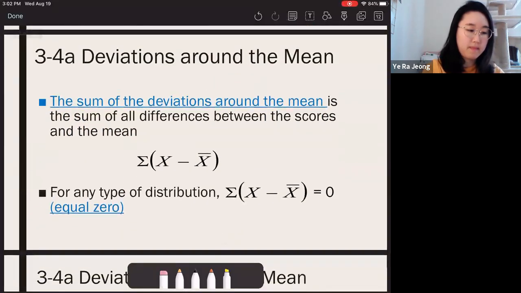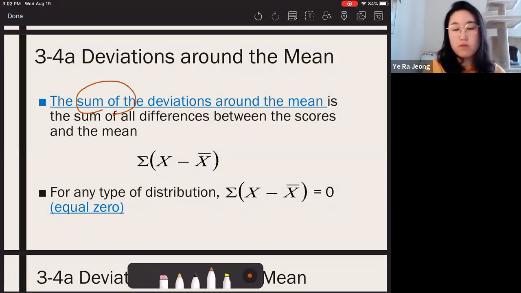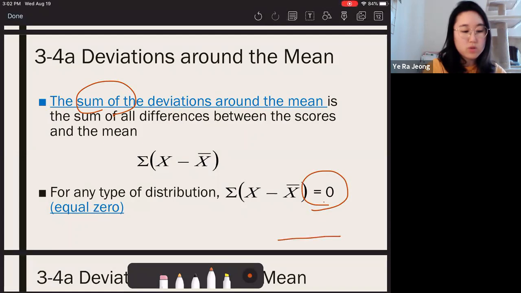And one mathematical fact about the deviation around the mean. If you calculate the distance from the mean for each raw score, and you sum all of the distance scores, that always adds up to 0. Why? Because a normal distribution is symmetrical. So if you calculate the distance of each raw score on both sides, they get canceled out. So it becomes 0.